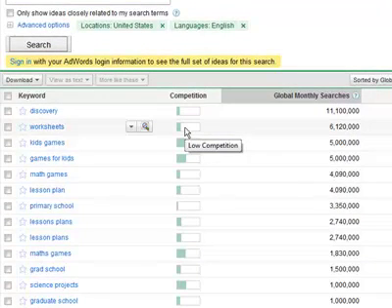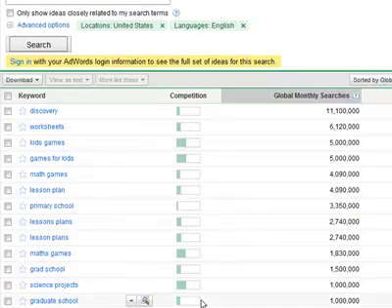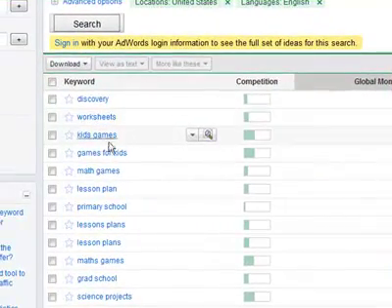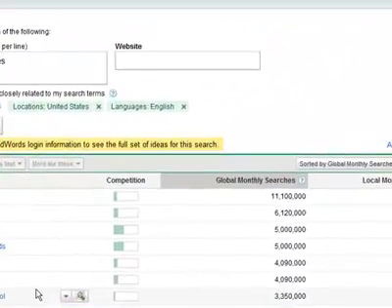Our idea about school resources is not showing up very high on our list. We can continue looking down and see whether maybe it would still be a good one for us. But we probably should think about some of these that are at the top that we would be able to rank for and which we're not already using.